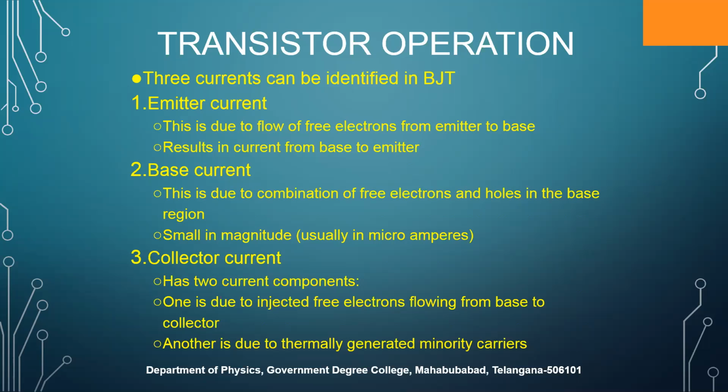But the magnitude of this current will be very, very less, of the order of microamperes. But coming to collector current, it has two components. One is due to the flow of electrons from emitter to collector. The other one is due to thermally generated carriers. Because of heat, some carriers also will be generated within the emitter base. Because of the flow of electrons also, it constitutes a current. That current is called thermally generated minority carriers.